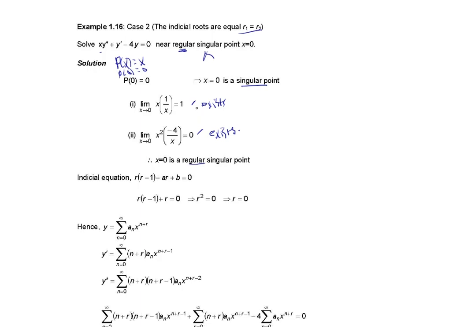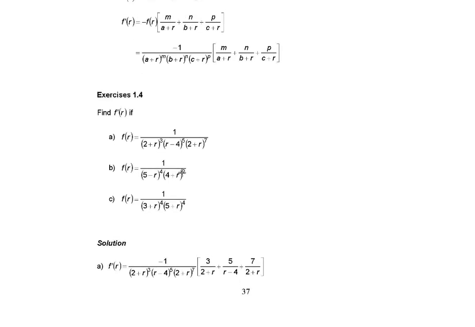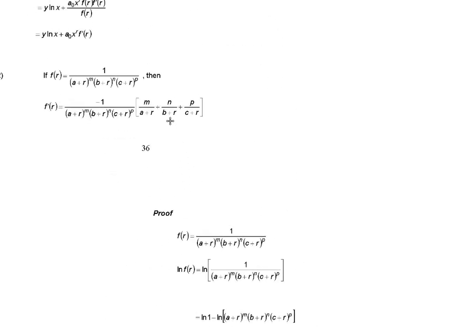Okay, from here we got the a and b, so you can find r by using this formula, this equation. Then we find y prime and y double prime, and then substitute back. But before that I would like to review these two proofs because we will be using them later.